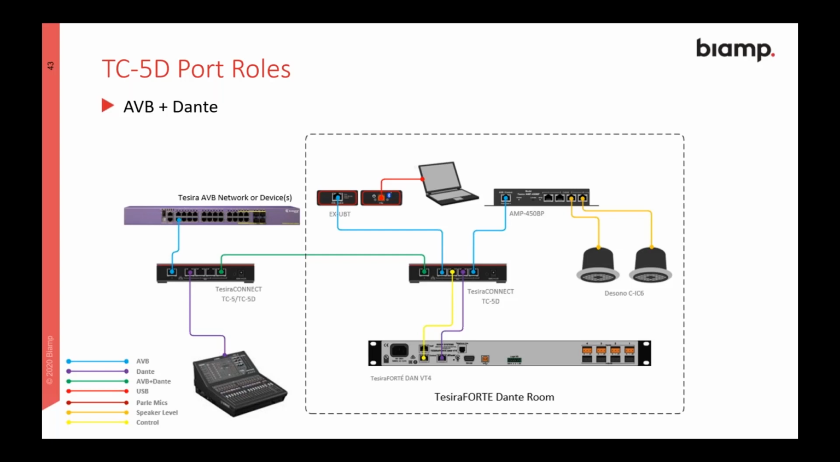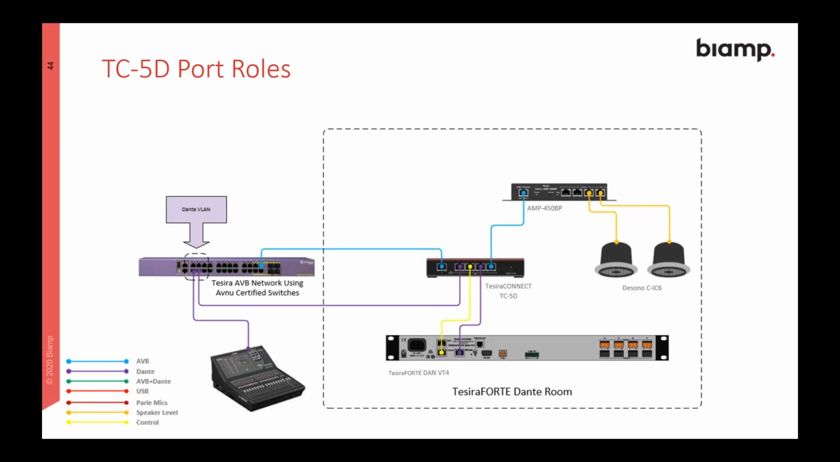But let's say you didn't have that option, then you can consider creating VLANs. So on that switch, on that AVB network, if you create a VLAN and disable AVB on it so that Dante gets prioritized, and then you link that back to a separate port on the TC5D, then that second port on the TC5D becomes a Dante port, and the first port becomes an AVB port. So this is also a valid configuration.